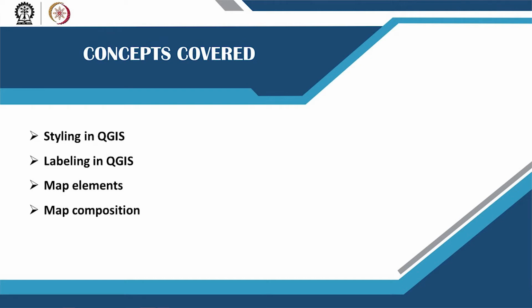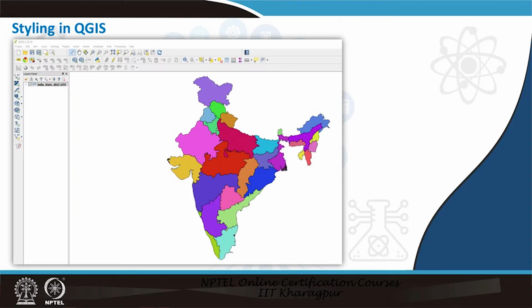So basically we will import a shape file to the QGIS and style it something like this, and finally we will export this composed map to an image or PDF. We will directly jump into QGIS software now.